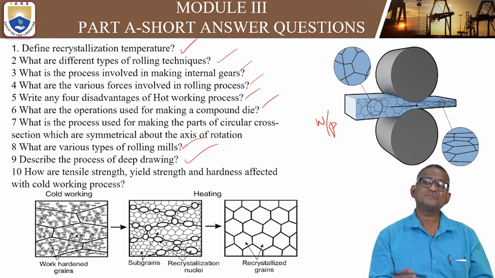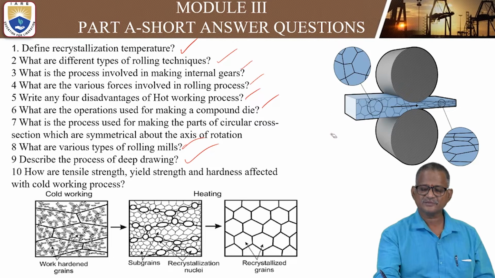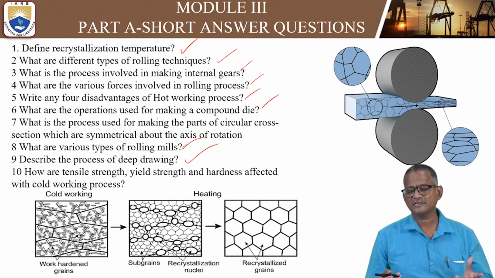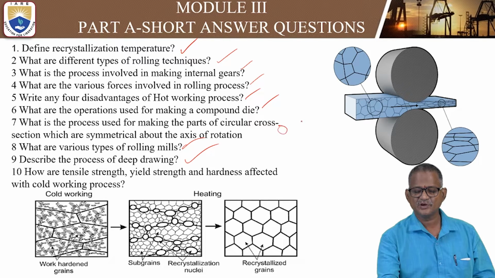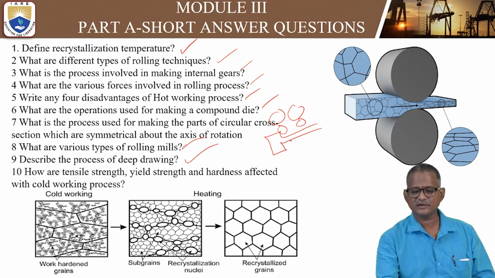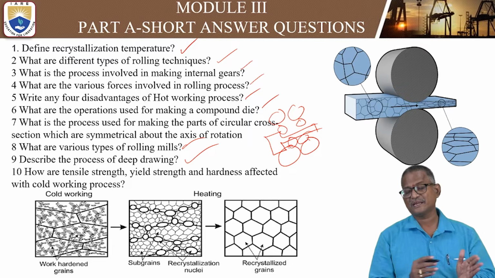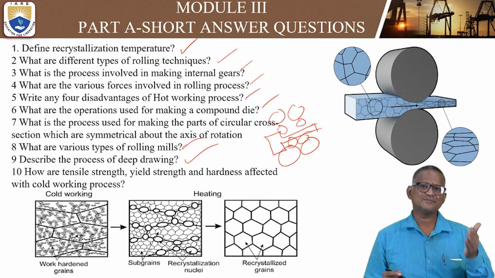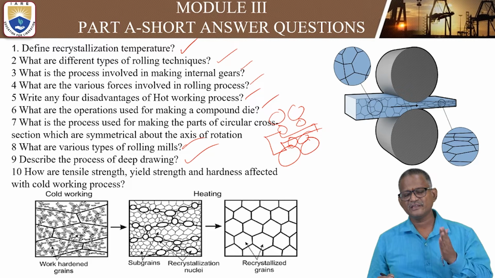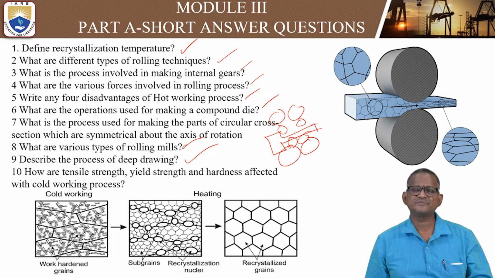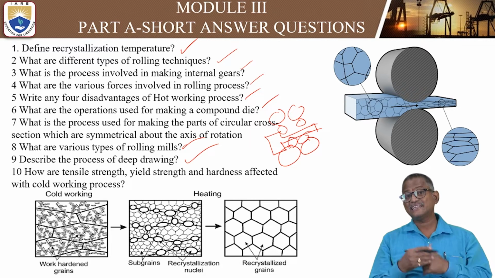You should be able to explain this clearly with a diagram representation. There is also the planetary rolling mill and the cluster rolling mill, where some more rollers are provided. That is what a cluster roll mill is: two rolls supported by backup rolls. Sometimes planetary rolls will also be there. These are some types of rolling mills, and you should be able to explain them clearly and draw the sketch also. It is very important so that the examiner can easily understand.